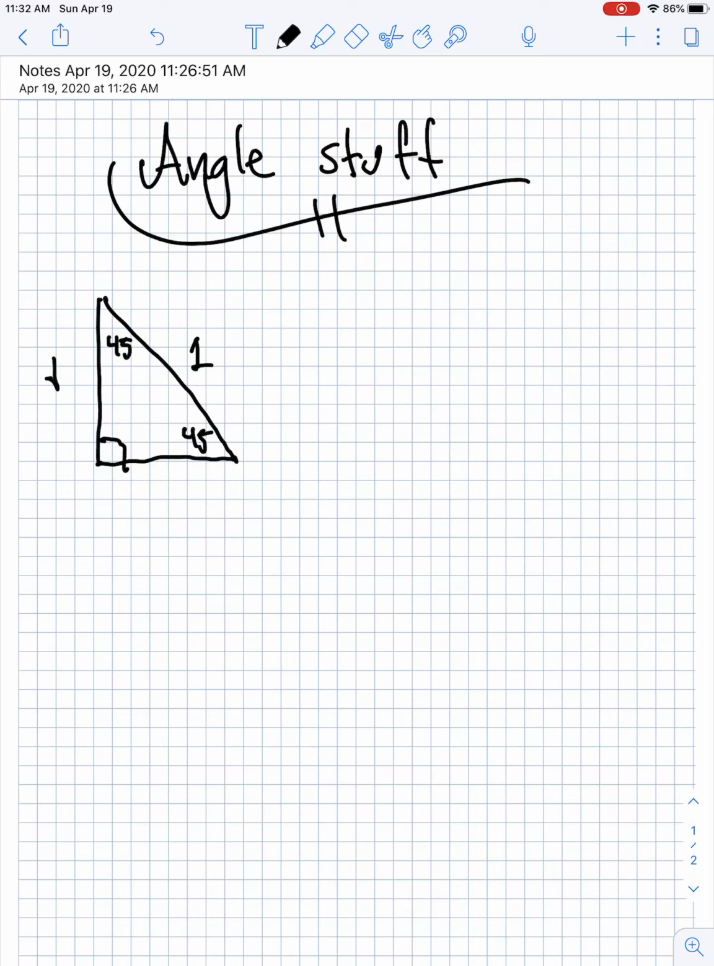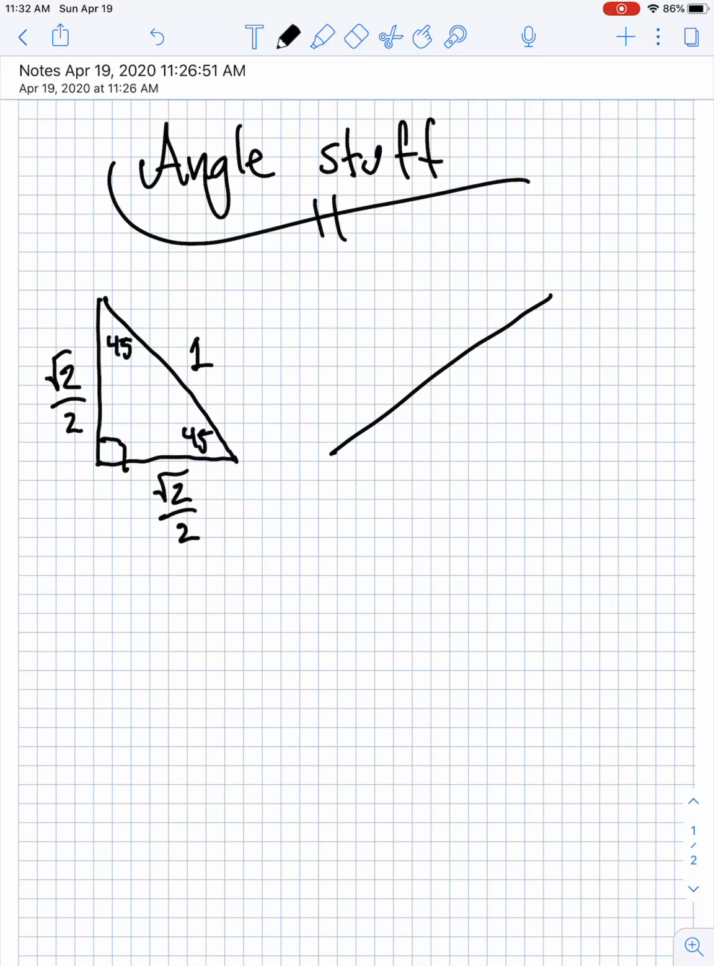But this side is going to be root 2 over 2. You can use Pythagorean theorem to figure that out. But from here on out, if you don't have that memorized, you need to know a 45, 45, 90 with a hypotenuse of 1 has 2 matching sides that are root 2 over 2.